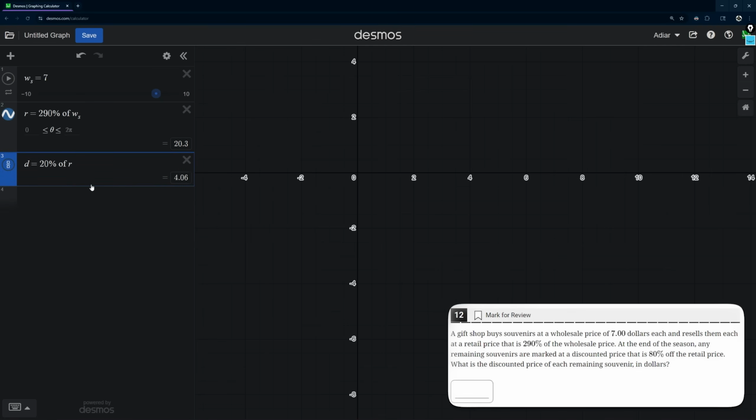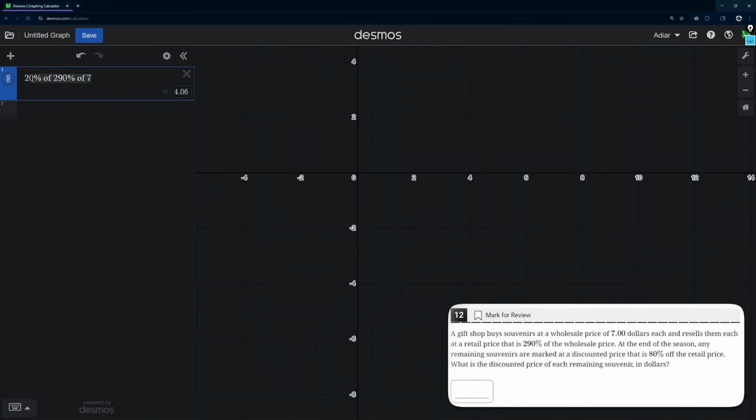What is the discounted price of each remaining souvenir in dollars? And the answer is 4.06. Now, of course, do we have to do all 3 different lines? No, it's pretty simple to just go, well, we start with $7, and then we're taking 290% of that, and we're then doing 20% of that. And that's simple too. But whatever works for you.